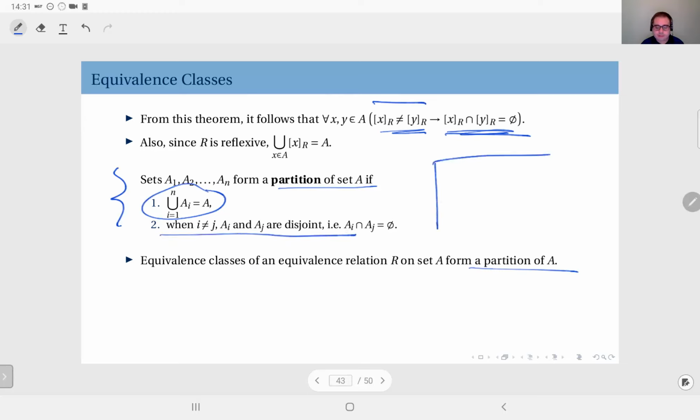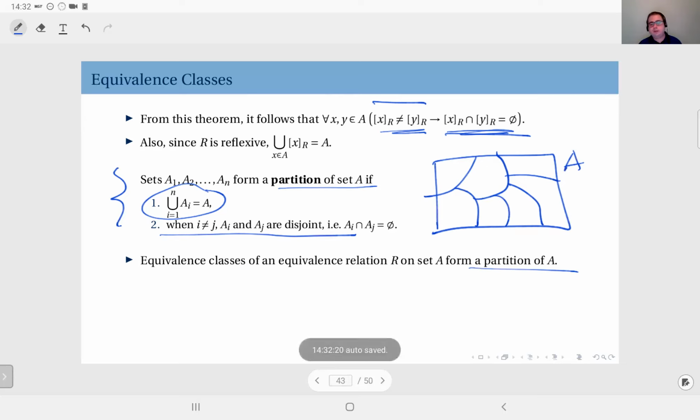So something like this. If this is your set A, this is a partition, okay? All sets, when you unite them, you get set A, and there are no common elements. This is what we call a partition, and from the theorem that we have just proven, we see that equivalence classes of an equivalence relation on set A constitute a partition on set A.